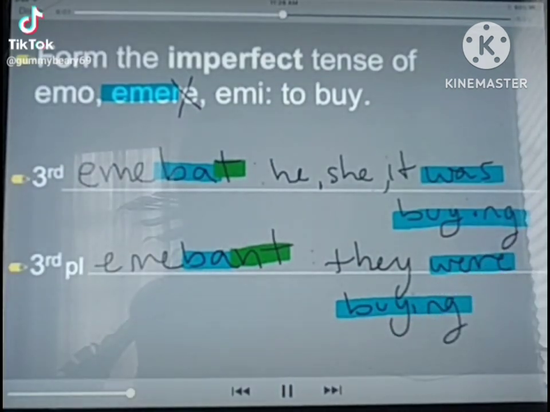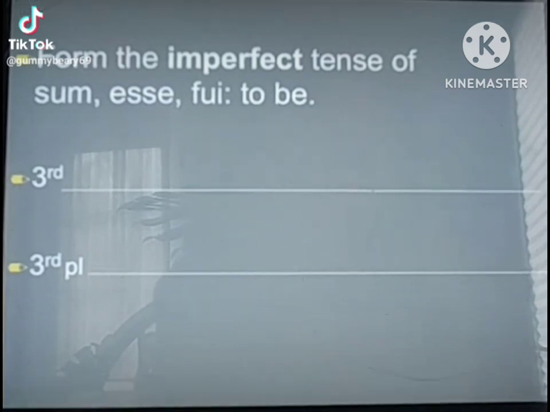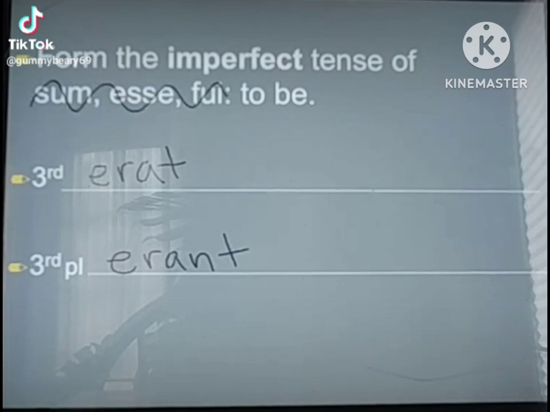So this is the imperfect tense. The most important verb in the imperfect tense is the verb to be, sum, esse, fui. Remember, in the present tense, sum, est, and sunt break our rules. It's no exception in the imperfect tense as well. It will also break the imperfect B-A rule. The third person singular will be erat, and the plural will be erant. So we're not using anything up here because it's an irregular verb. That means it breaks our B-A.